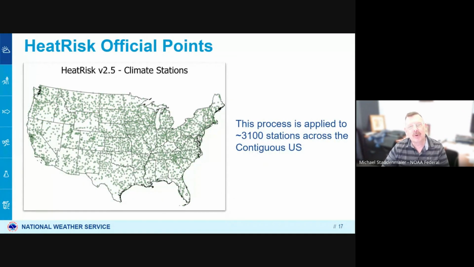We carry the same process to calculate the maximum and minimum temperature thresholds at about 3,100 individual stations across the country that have high quality, long duration, consistent climate data, which have passed our QC process. We then use PRISM high-resolution climatology grids with this point data to develop daily gridded red, orange, and yellow thresholds over the entire CONUS.